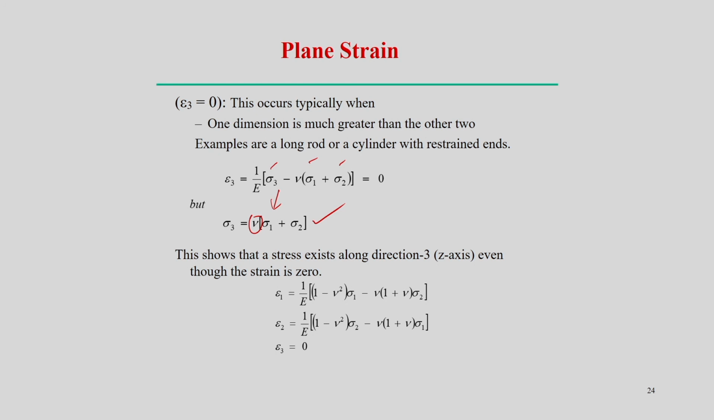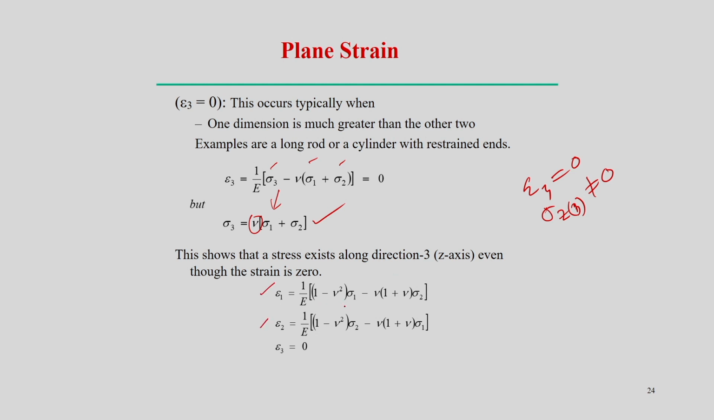Now, it indicates that although epsilon 3 equal to 0, sigma z is not necessarily zero; it becomes a non-zero component. In the plane stress condition, we observed that epsilon 3 becomes non-zero, but sigma 3 was 0. So, that was the difference in these 2 cases. This shows that stress definitely exists along the z axis, even though the strain equals 0 in this direction. So from here we can find out the value of epsilon 1 and epsilon 2.